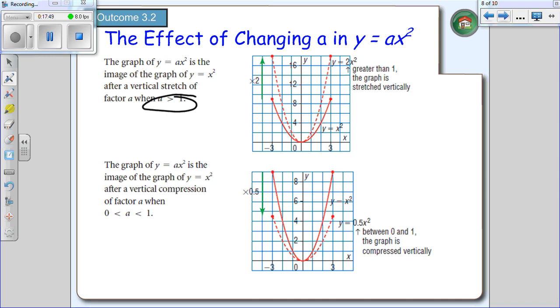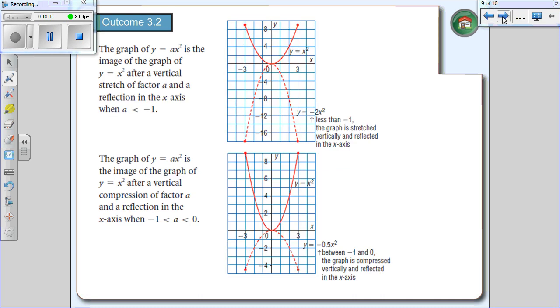Any questions? Okay. This slide shows you negatives. We call that a reflection. So you have 3 types of transformations. You have translations, you have stretches, and you have reflections. Those are the 3 you're going to need to know.